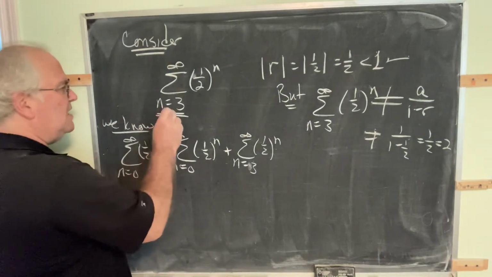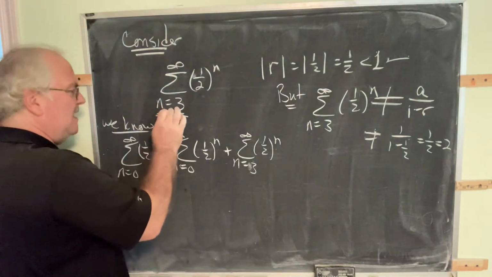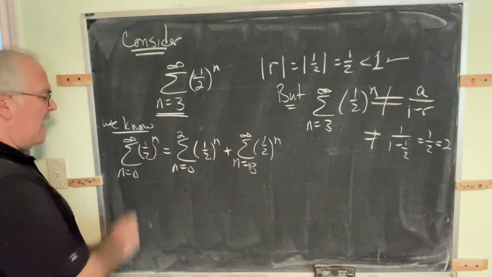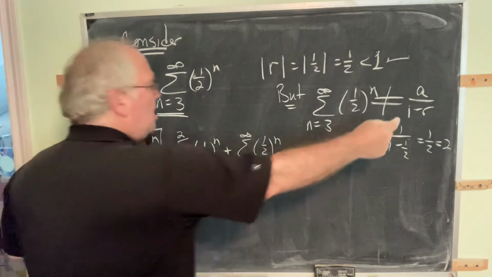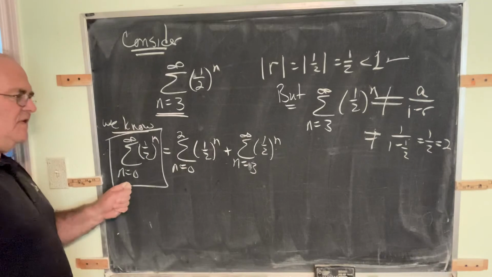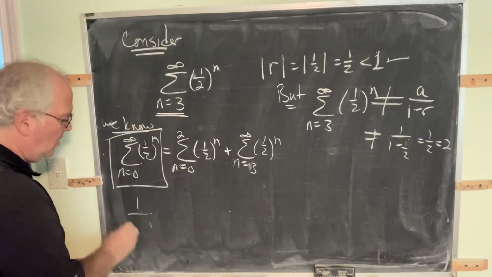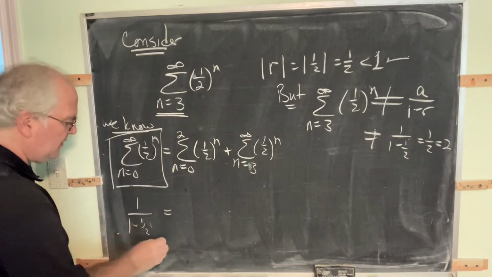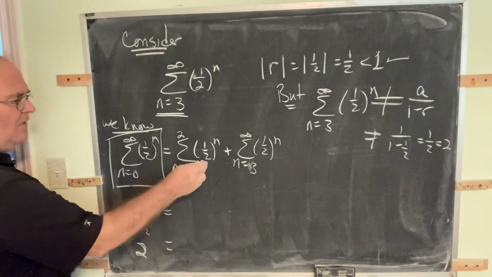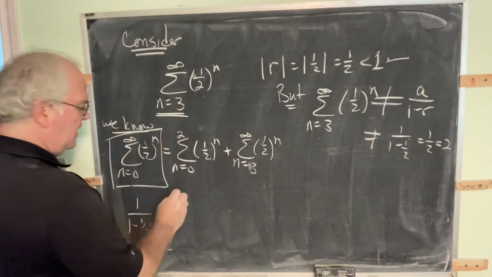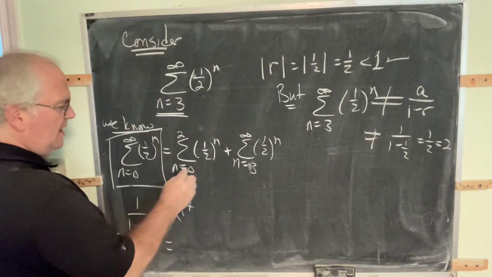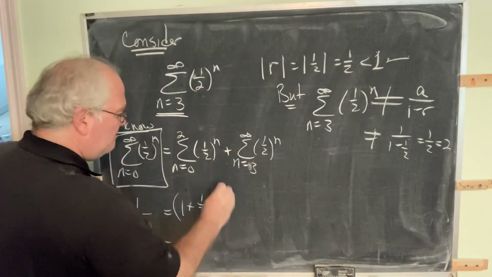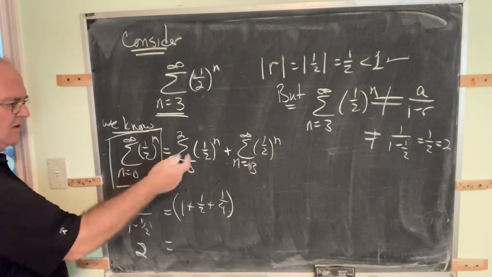If you have a geometric series that does not start at 0, you can always express this equation. Now this, we do know how to find, because this does start at 0. This is a over 1 minus r. This is 1 over a half. This is 2. And we know this part because this is a finite sum. When n equals 0, this is 1. When n equals 1, this is 1 half. When n equals 2, this is 1/4. But that's all there are. Those are all the terms because we just have 0, 1, and 2.